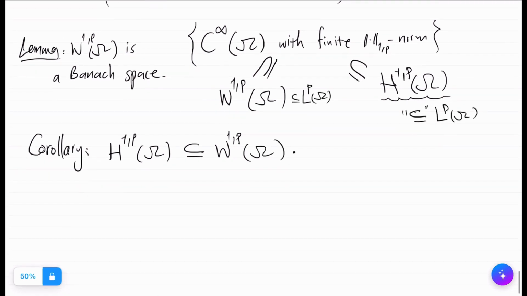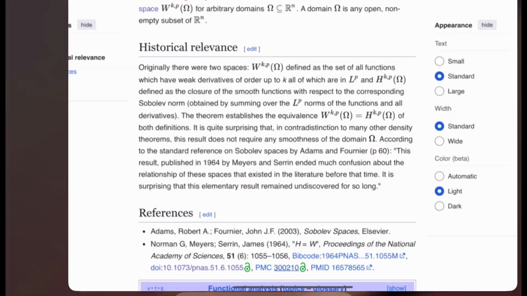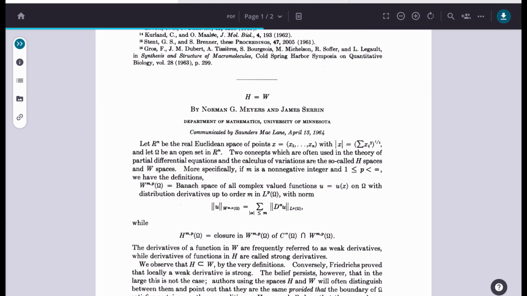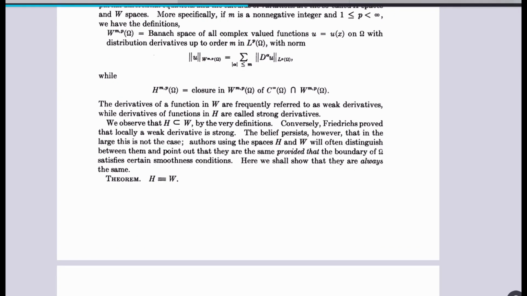And that's where this beautiful theorem of Meyers and Serrin comes in. H equal W, and the paper itself is only 2 pages long. As they explain here, we observe that H is subset W by very definitions. Conversely, Friedrichs proved that locally a weak derivative is strong. The belief persists, however, that in the large this is not the case. Authors using the subspaces H and W will often distinguish between them and point out that they are the same, provided that the boundary of omega satisfies certain smoothness conditions. Here, in this paper they mean, we shall show that they are always the same.